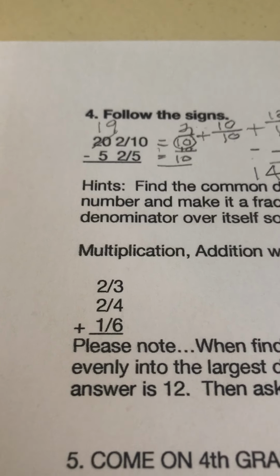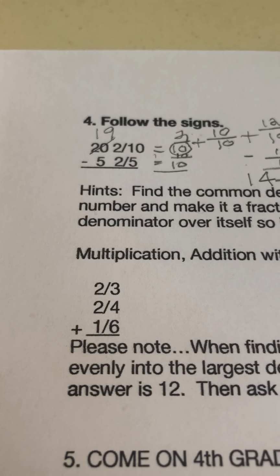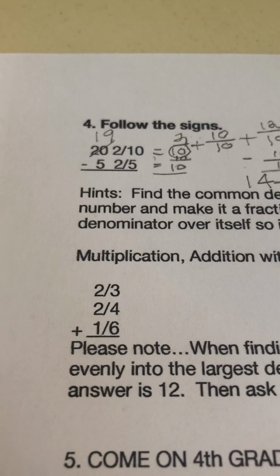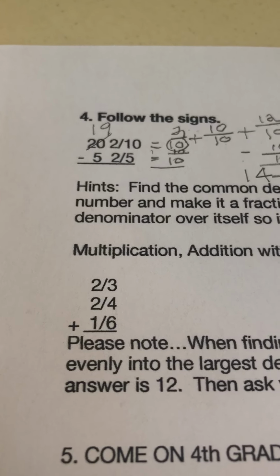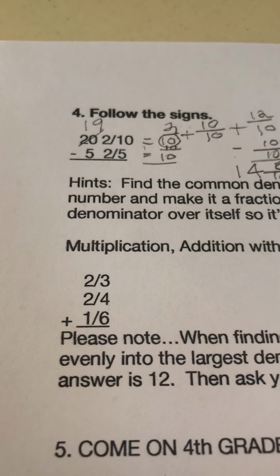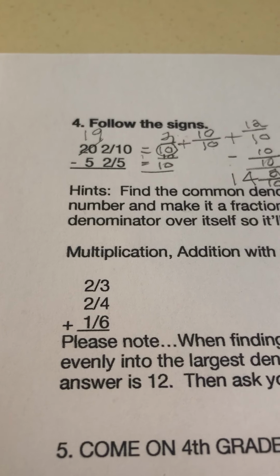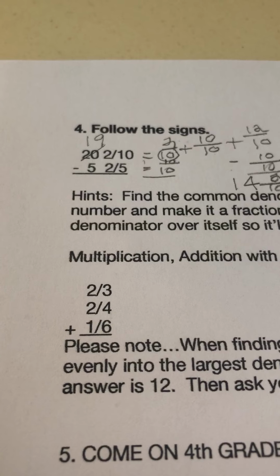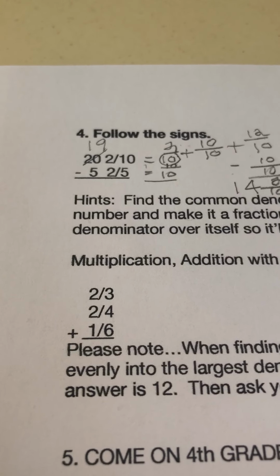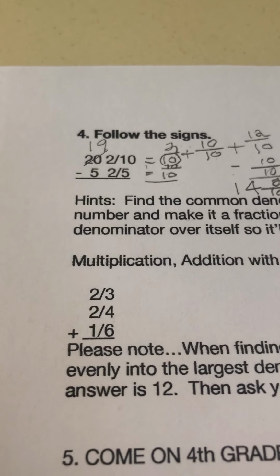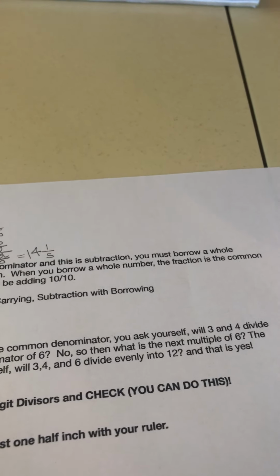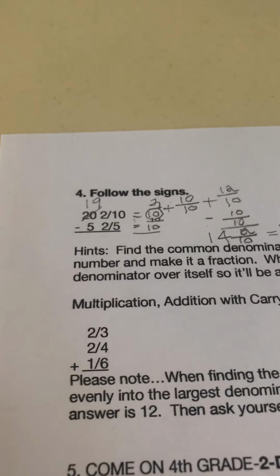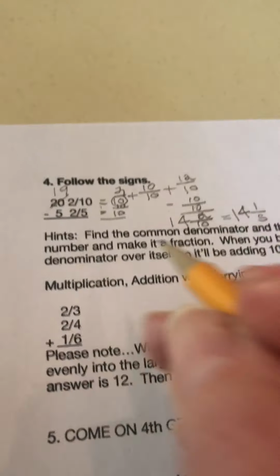But when you have 3 denominators, you have to ask yourself, will the 2 smallest ones divide evenly into the largest? Will 3 and 4 divide evenly into 6? And they will not. So then, what is the next multiple of 6? And that is 12. Then ask yourself, will 3 and 4 and 6 divide evenly into 12? And that answer is yes. So that will look like this.